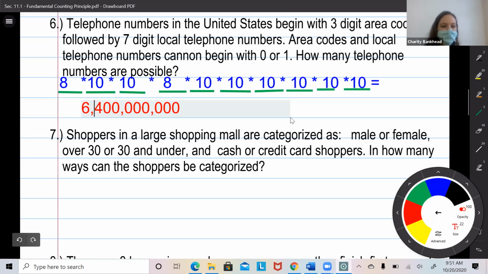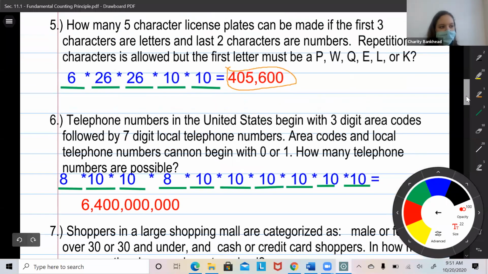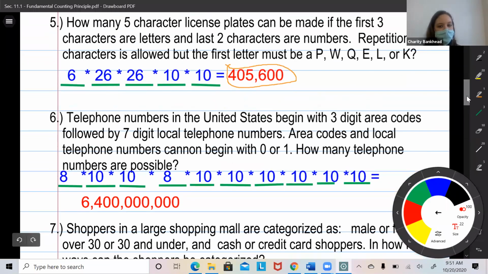Because like on number 5, we use 10 and 26. Because 10 is because it can be any numeral from 0 through 9. Because it says the first 3 characters are letters and the last 2 characters are numbers. So the last 2 characters are numbers, so that's why it's 10, because it's anything from 0 through 9, because it didn't say there were any restrictions on the numbers. Okay. Yeah, and then 26 for the letters, if it can be any letter of the alphabet, that's 26, because there's 26 letters in the alphabet.